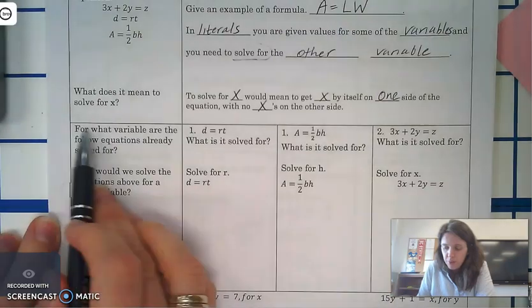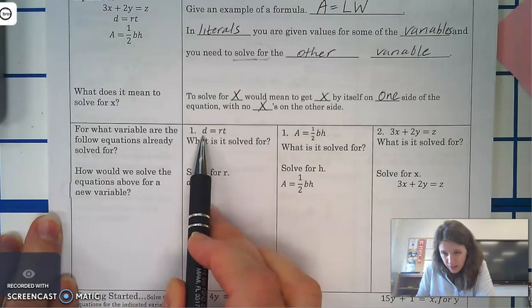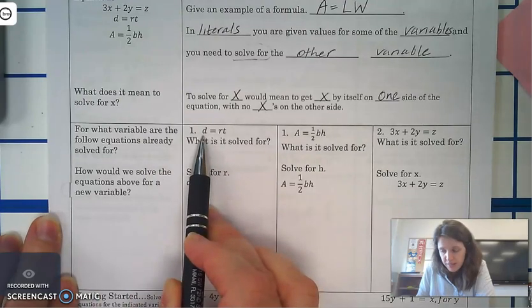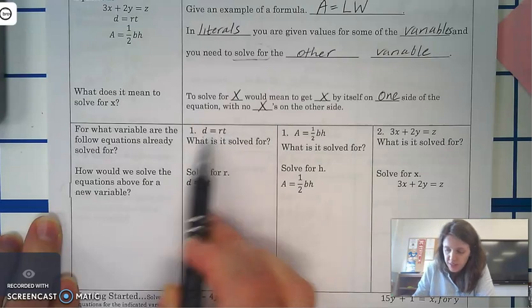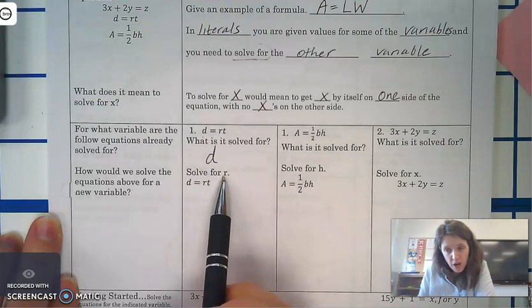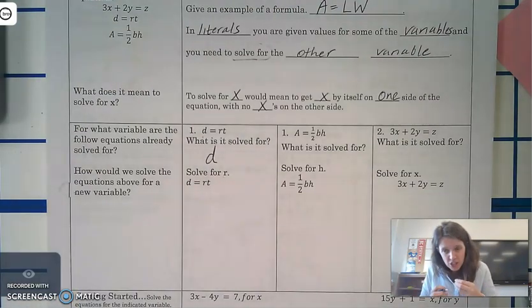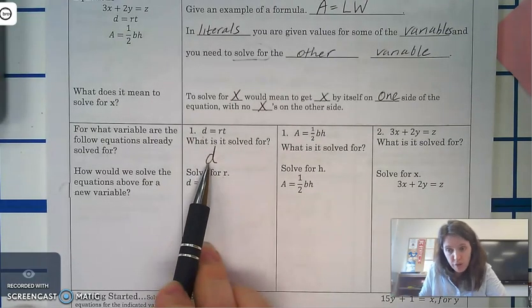So for what variable are the following equations already solved for? Well, we see here that d is by itself, right? So the variable that's solved for is the one that's by itself. d equals r times t. So the variable that is solved for is d. In all these problems, it will tell you which variable they want you to solve for. When they say solve for, they're really saying rewrite the equation so that r is by itself now. So when it says solved for, don't really think about solving it as much in your way of thinking about solving, but more think about it as rewriting it for that variable. So currently it's solved for d. I want to solve for r.